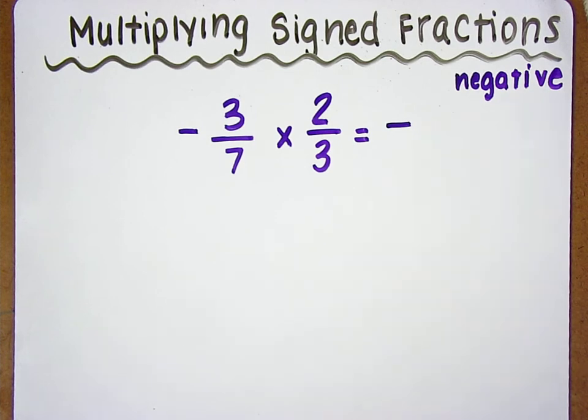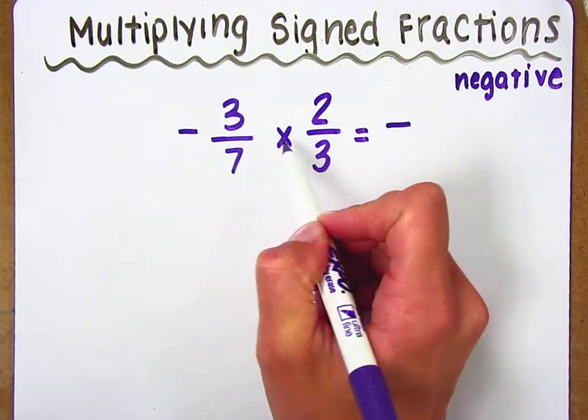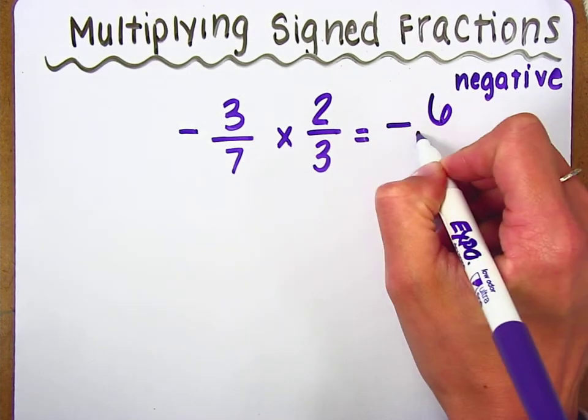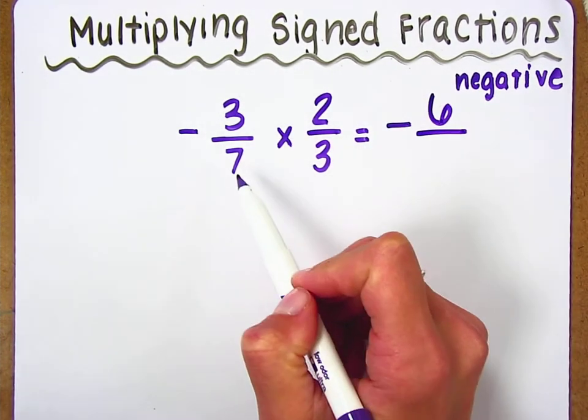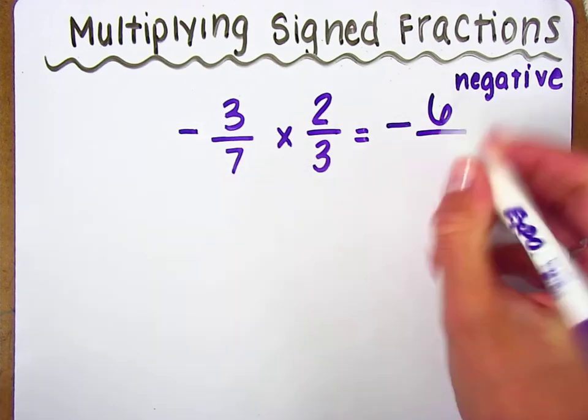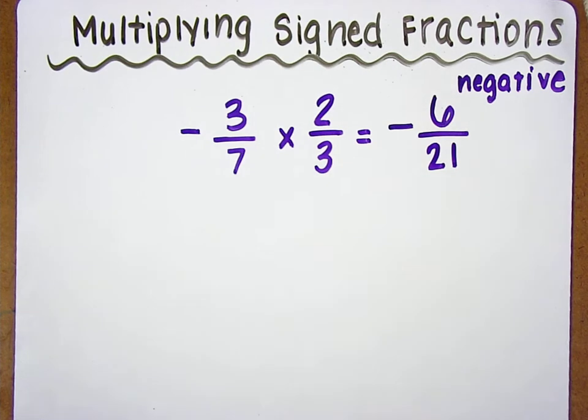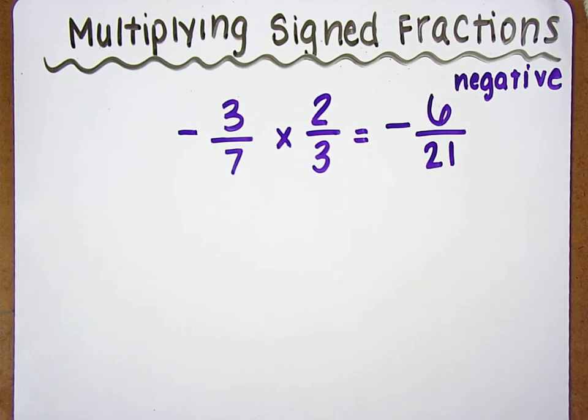To multiply fractions, we do not need to have a common denominator. We can simply multiply the numerators, so 3 times 2, which is 6, and multiply the denominators, so 7 times 3, which is 21. Our answer is -6/21.